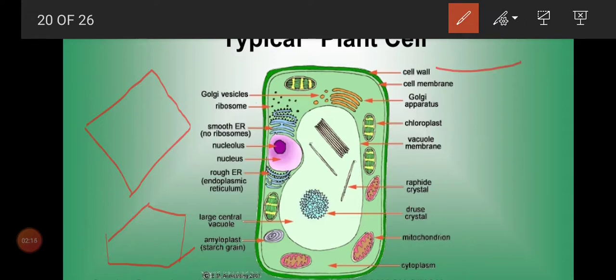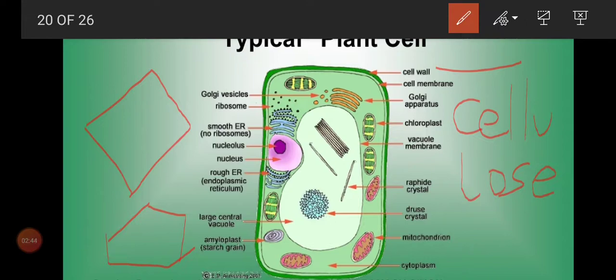So what is the cell wall? The outer layer of the cell is called the cell wall. You please write it, children. The outer layer of the cell is called the cell wall. What is the cell wall made up of? The cell wall is made up of cellulose, C-E-L-L-U-L-O-S-E. Okay, cellulose. Please write and keep it in your notebook.